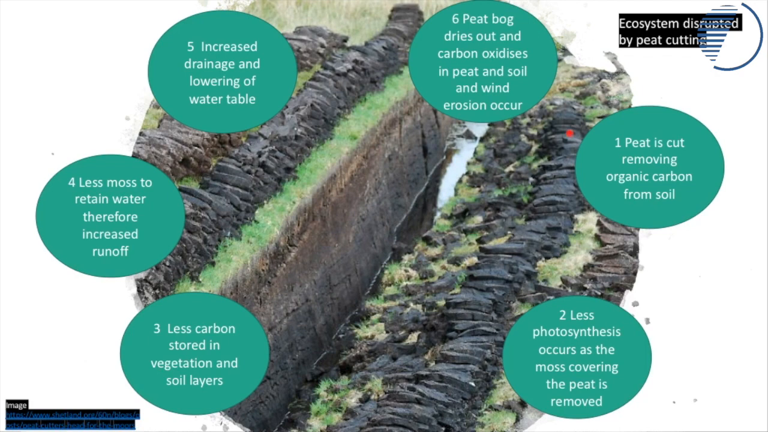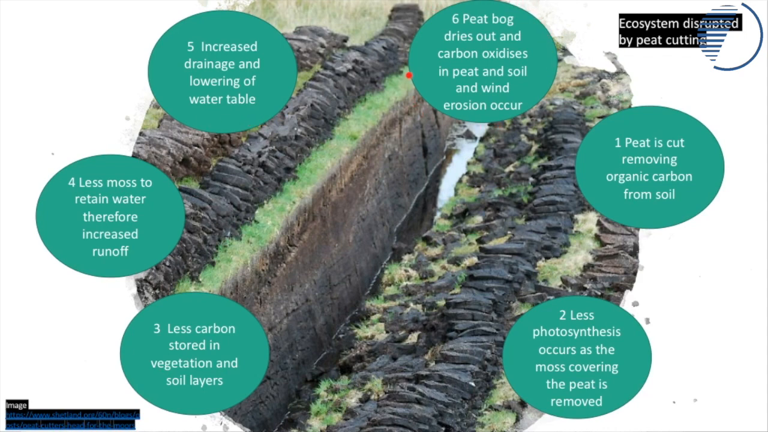You can see here the peat is removed from the surface. Less carbon is stored in the vegetation and the soil layers. Because there's less moss, there's less water retention. Remember that sphagnum moss holds 25 times its weight in water and changes the water balance, raising the groundwater table. As this happens, we get a lowering of the water table, and the peat bog will then dry out.